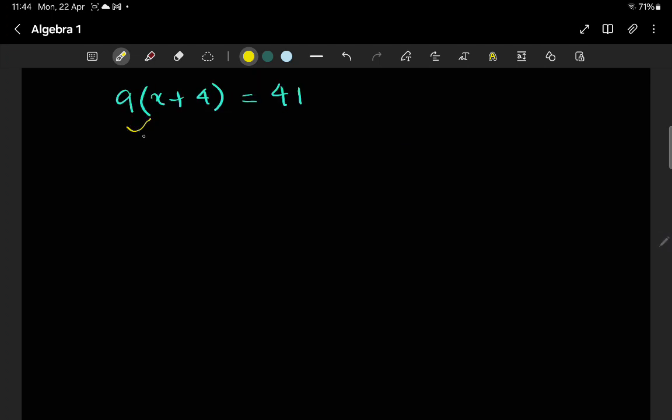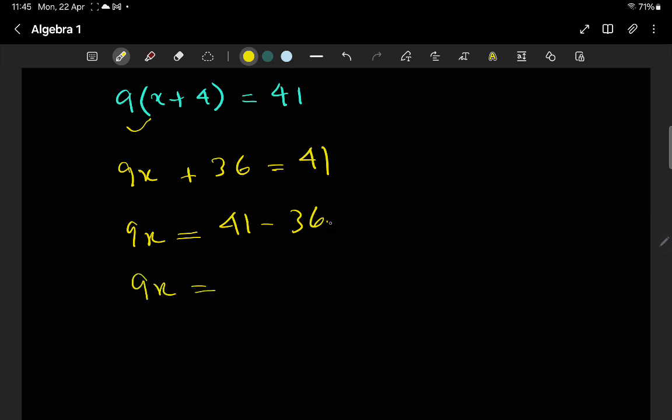9 times x is 9x, plus 9 times 4 is 36, equals 41. So 9x equals 41 minus 36. So 41 minus 36 is 5. So x equals 5 over 9.